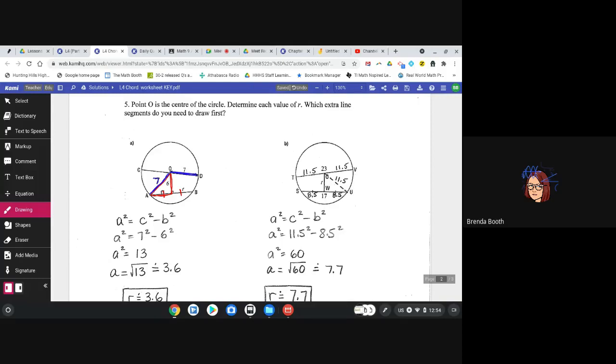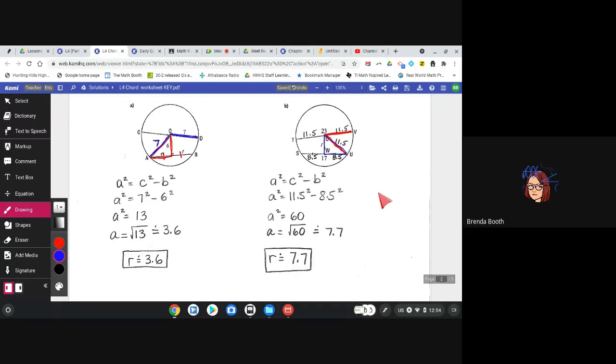And it's kind of the same thing happening over here. I have to add the radius. I know that this radius is 11.5 because this radius is 11.5. And once I have the radius on there, I've got a right triangle, and I can work with that right triangle.